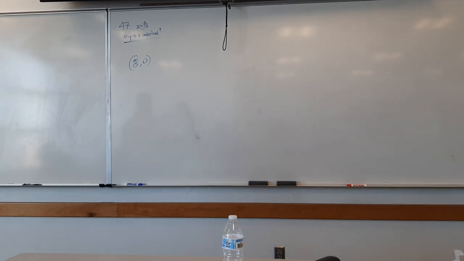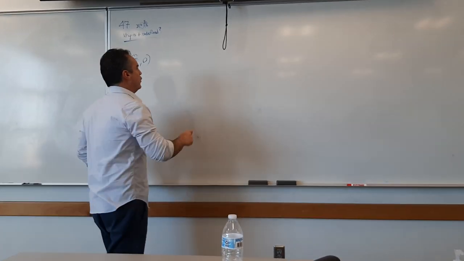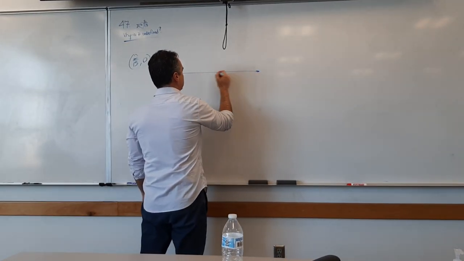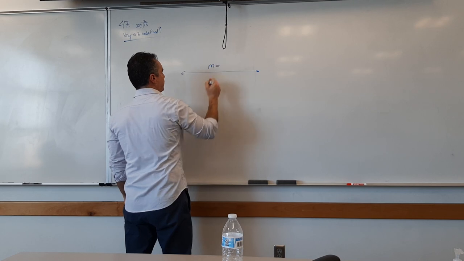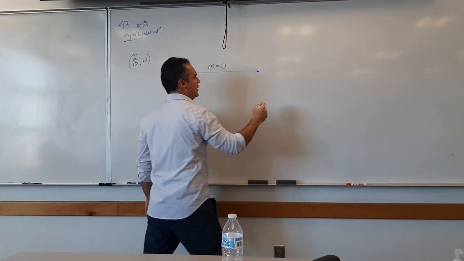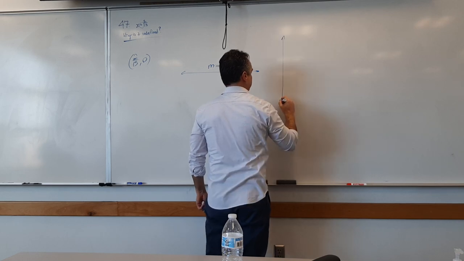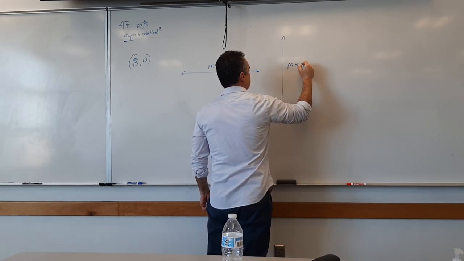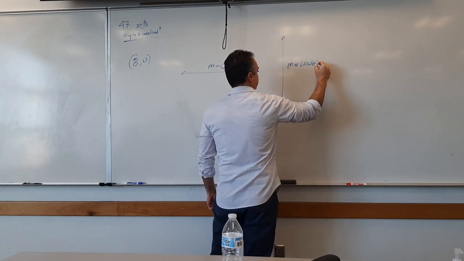Fill in the blanks. Horizontal or vertical. So if you're a horizontal line, what's your slope? Zero, right? We put the pen on it, it doesn't roll anywhere. If you're a vertical line, your slope is what? Undefined. You have to memorize that.